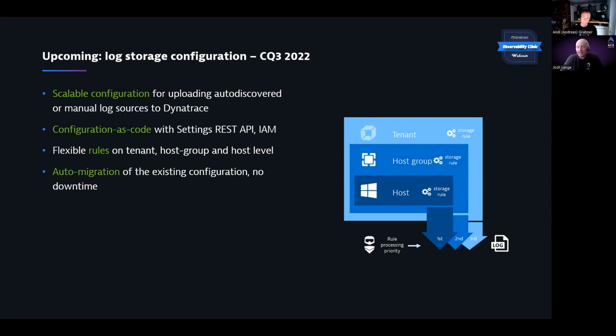Flexible rules based on the tenant, the host group, and the host level. As an administrator of an environment, I may have to create rules for the tenant to protect myself from somebody sending me too much log content at once, versus maybe I have individual application teams that can specify their own host level or host group level rules. So we'll have some hierarchy of how these get processed, and they're always going to be processed in a priority of host to host group to tenant. So there are some additional rules in terms of how we can configure exactly what's going to be monitored inside your environment.